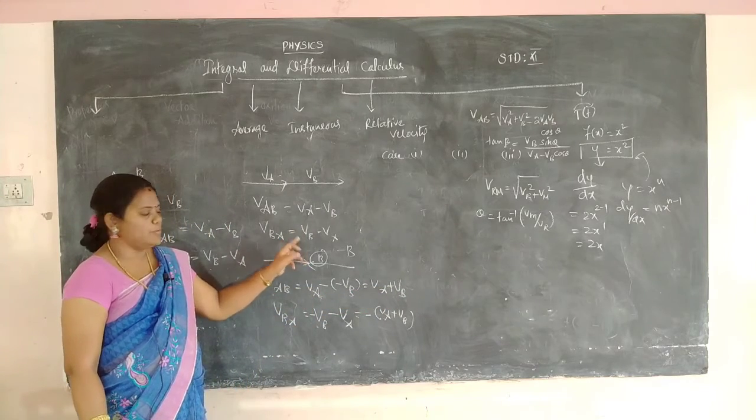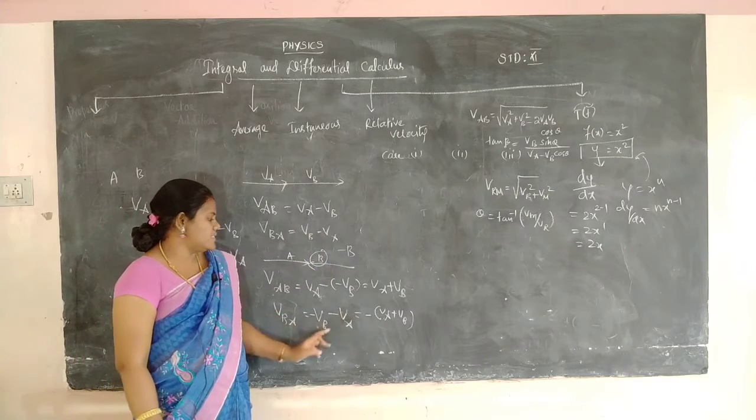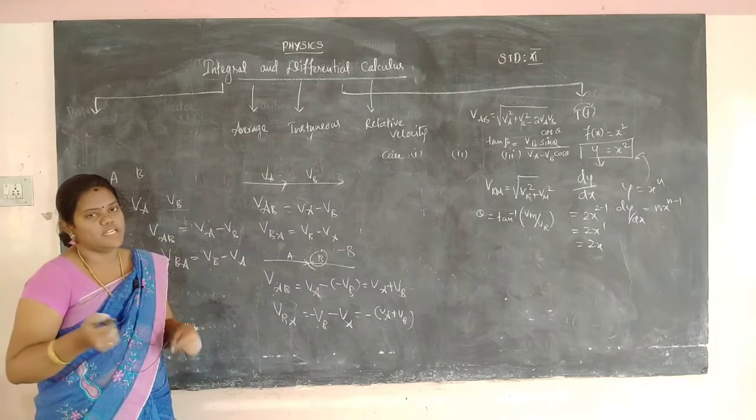In place of VB, you have to put minus VB. So minus VB minus VA is equal to minus, you're taking the minus outside. So VA plus VB. This is the relative velocity in the opposite direction.